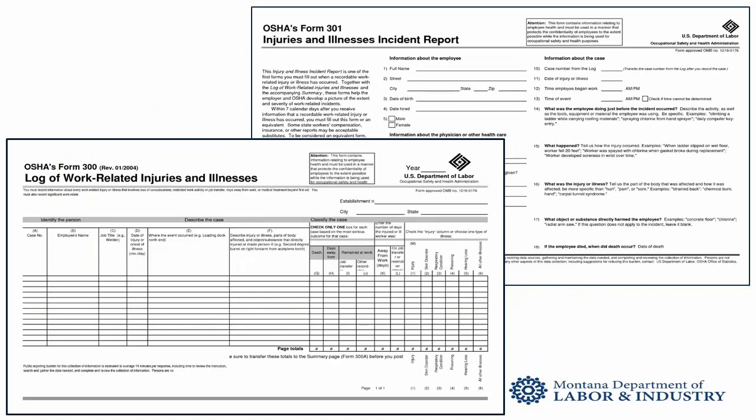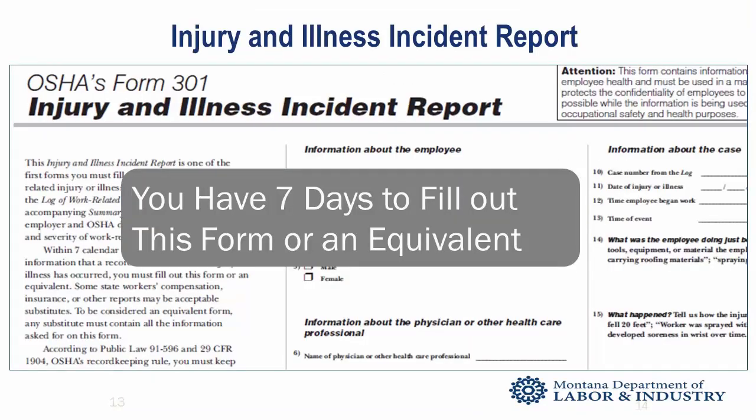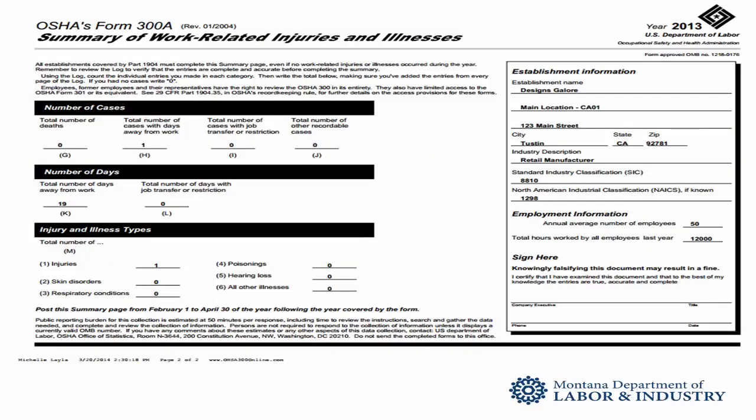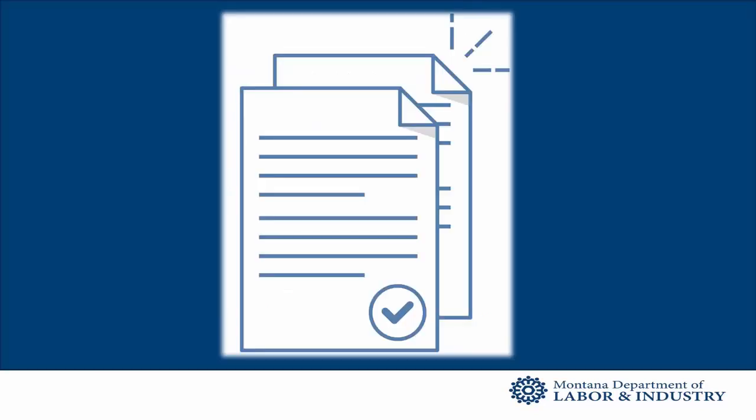The OSHA 300 and 301 forms must be maintained on an ongoing basis. Recordable injuries and illnesses must be entered within 7 days of the occurrence on these forms throughout the year. The OSHA Form 300A is completed after the end of the year, summarizing the number of recordable cases that occurred. Employers may use equivalent forms in place of these forms as long as they contain all of the same data elements and are as easy to read as the OSHA forms.